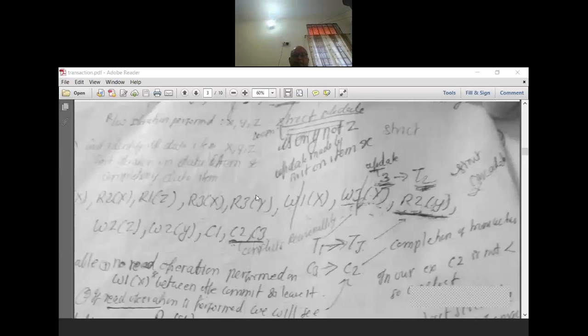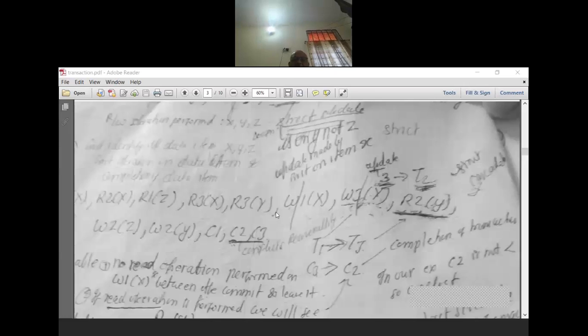Now I will see the first write operation. In between the first update on a data item by a particular transaction and the completion of that transaction, if there is no read or write operation on the particular data item X, then that is strict. Okay, sir. Now I will check.